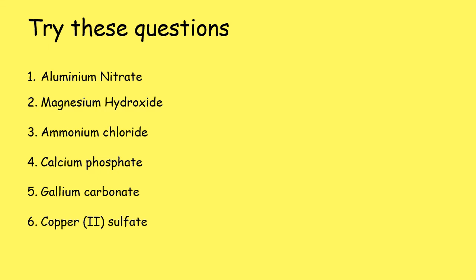Now, this is our final slide, so feel free to finish the video here if you want, or you could take the time to have a go at these questions and I will give the answers. So if you have had a go at those questions, the answers should be: for aluminium nitrate, Al(NO3)3, with NO3 in brackets, 3. For magnesium hydroxide, Mg(OH)2, open brackets, OH, close brackets, 2.